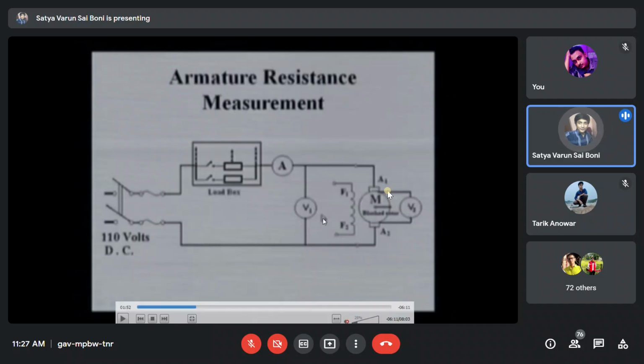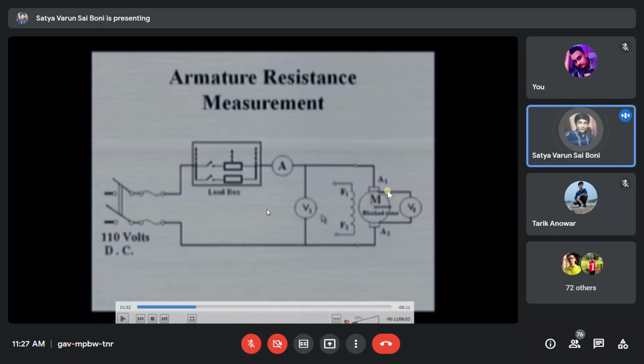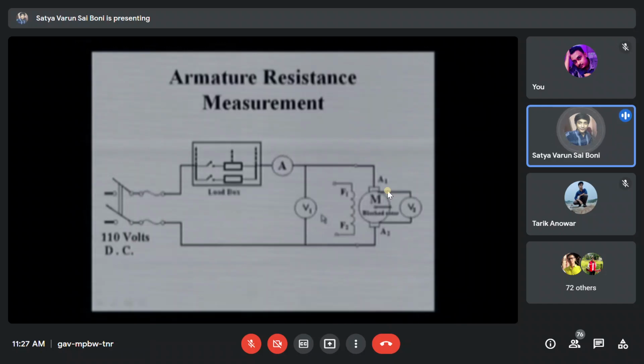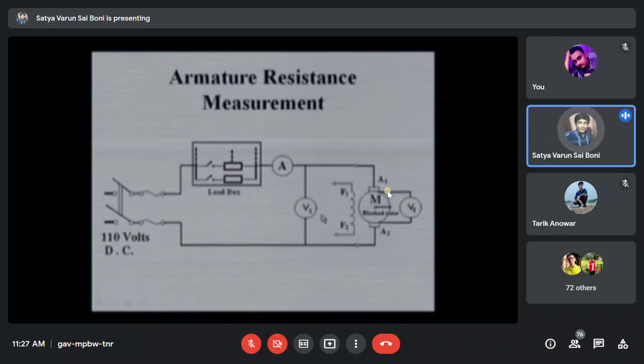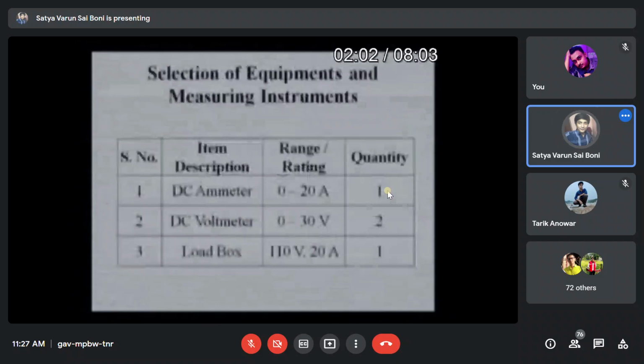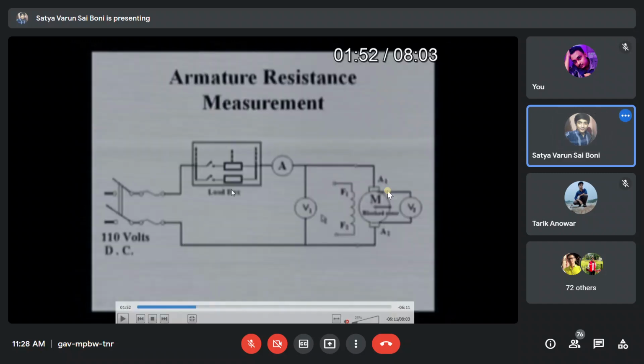Now we have the ammeter and voltmeters, but we don't know the ranges. How do we know the ranges of the ammeter or voltmeters used in this experiment? Normally we are using 110 volts DC here. So our load box is in such a range that it can withstand that 110 volts DC, because if it does not withstand that much voltage, there is a chance that it may break down. So we use the load box in that range. You can see the load box is in the range of 110 volts and 20 amps. I will explain why they use 20 amps.